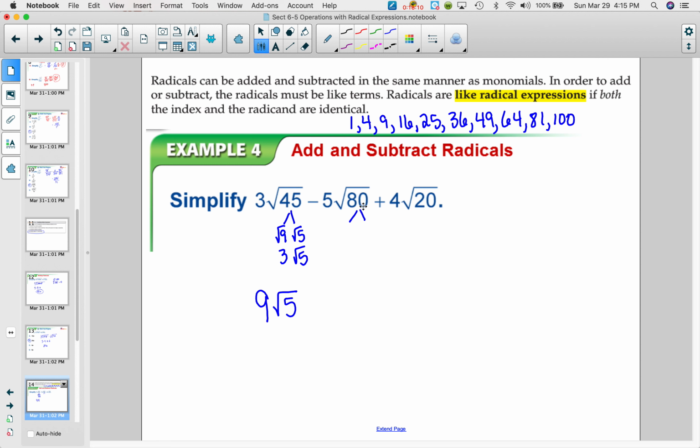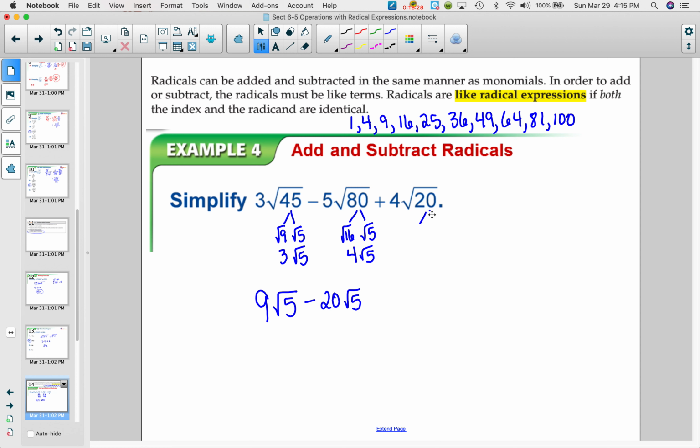So breaking down 80, if you look through this list, 16. So I can think of this as the square root of 16 times the square root of 5. So that's 4 root 5. But I already had a 5 there, so 5 times 4 is 20.